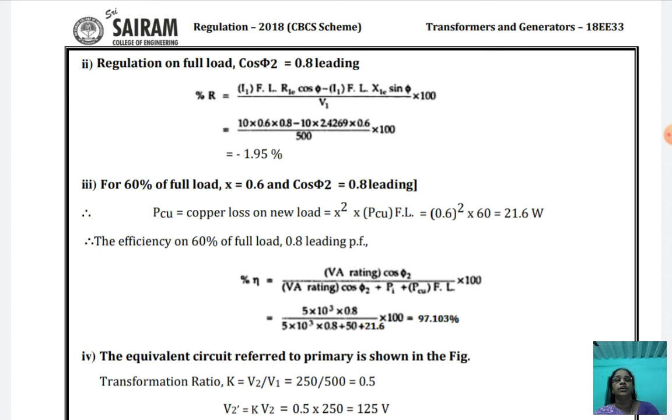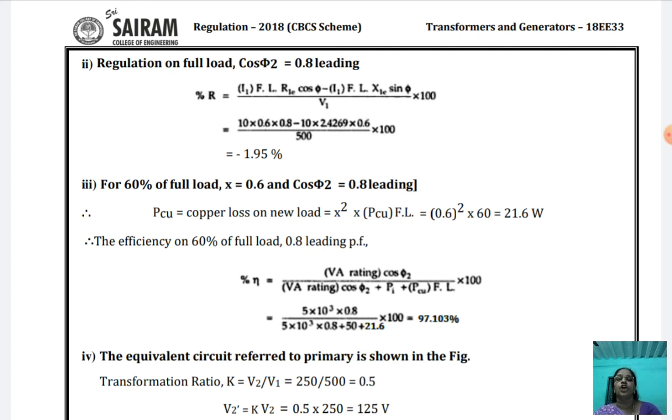Next, for 60% of the full load, we can calculate the efficiency. So the power factor is 0.8, but the load is 60%, that means 0.6 only. Now we calculate the copper loss for this 60% of full load, because the copper loss varies with respect to load, but iron loss cannot vary with load. It should be constant for all loads.